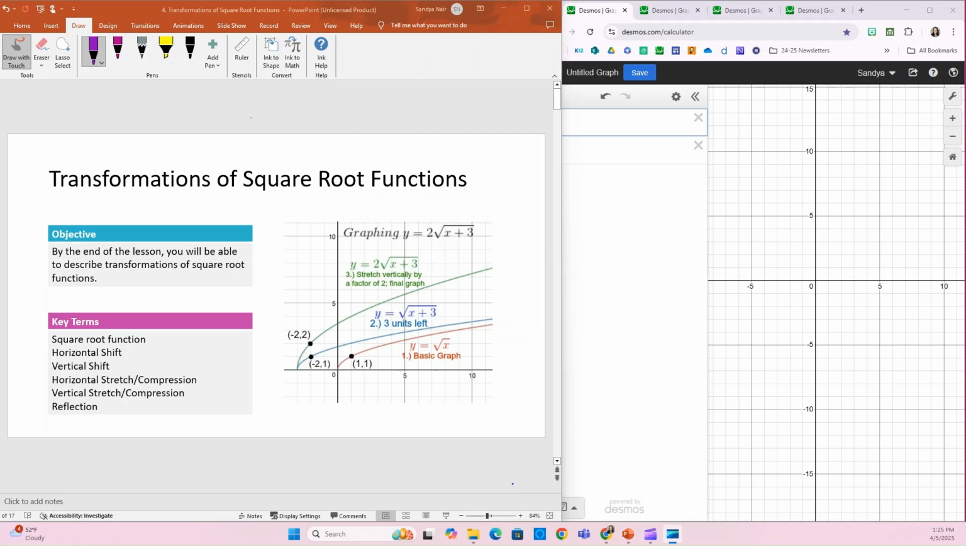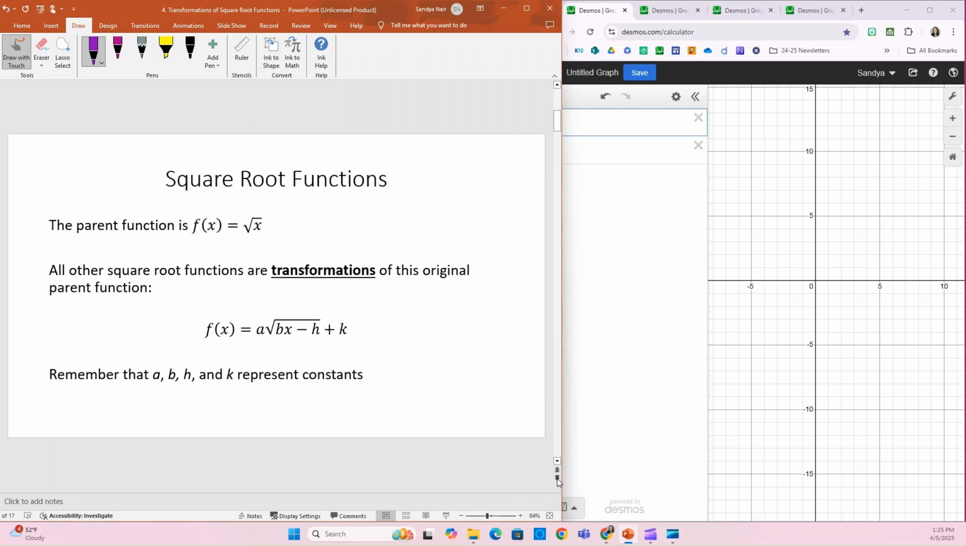In this video, we're going to talk about how to describe transformations of square root functions. Remember, in the previous video, we talked about how the parent function is f of x equals the square root of x. That means that all other square root functions will be transformations of this original parent function. We can represent all square root functions as a times the square root of b(x minus h) plus k, where a, b, h, and k are constants that will affect how the graph is transformed.